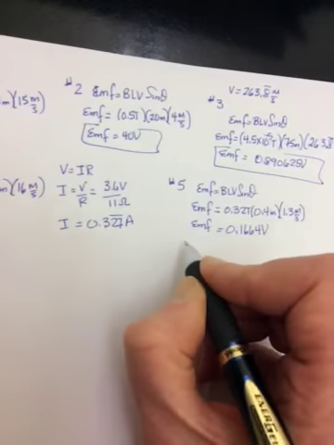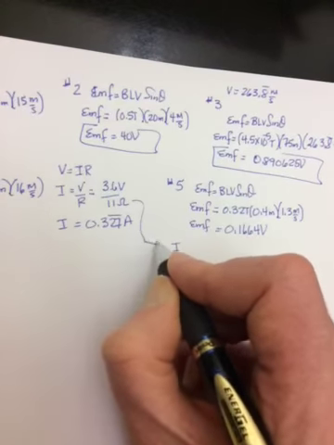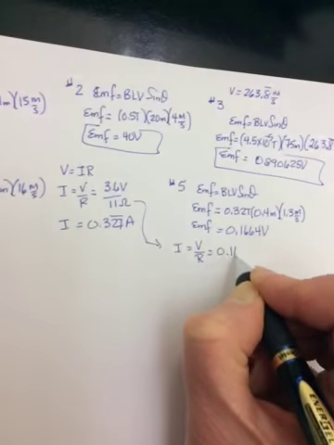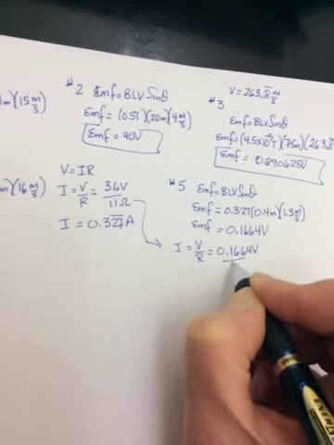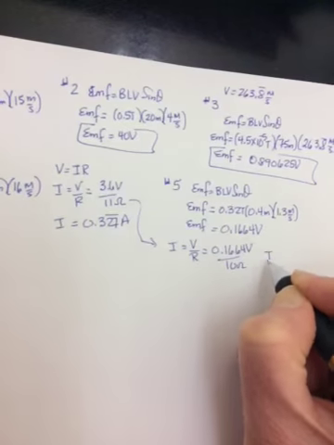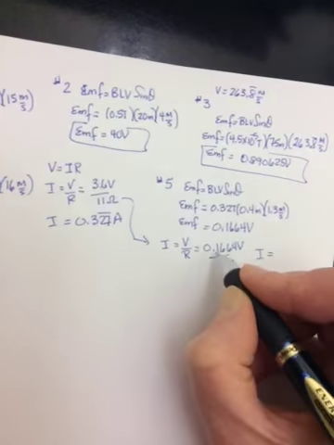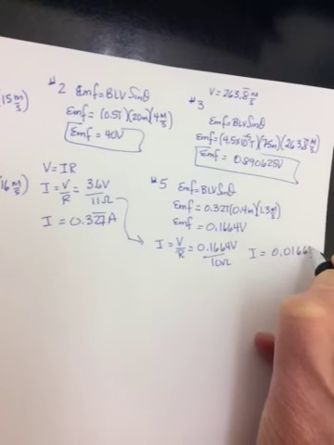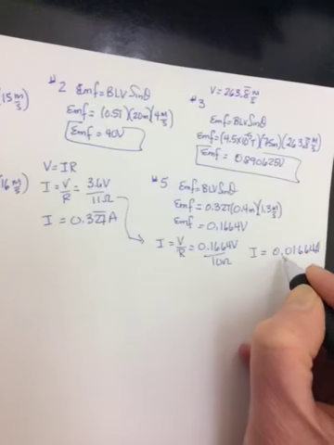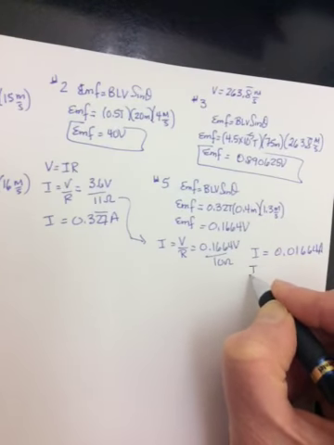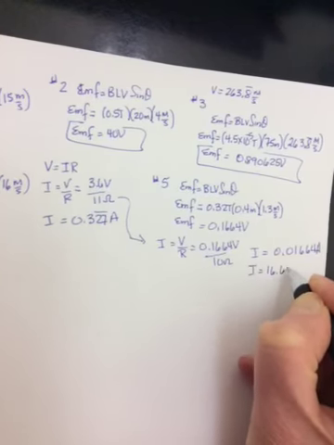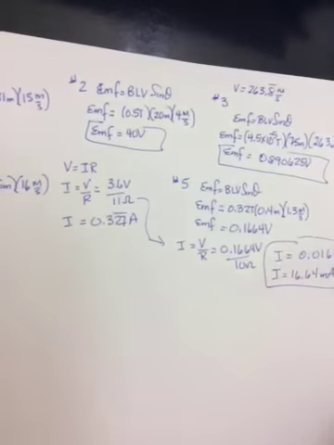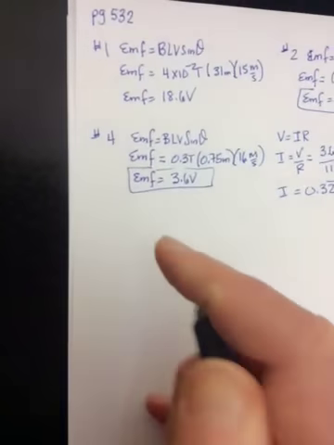0.1664 volts, but it wants current, so from here we know I is equal to V over R. So 0.1664 volts divided by 10 ohms should give me a current of 0.0166 amps, or you could say 16.64 milliamps. All right, that was number 5.